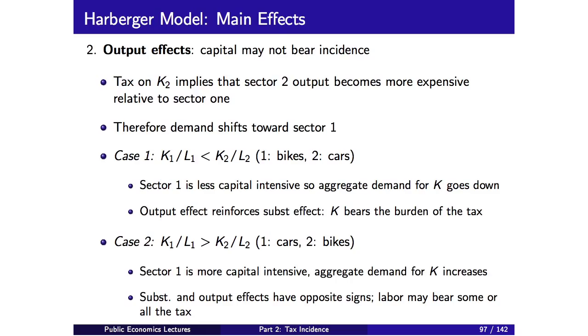Cars use more capital, so this is going to go the other way, where the substitution and output effects have opposite signs, and this is going to lead labor to bear some of the incidence and possibly benefit capital or reduce the incidence on capital. Okay, so these are the two major forces, all right, that are embodied if you look at these 10 equations in the Kodlikov-Chow. Okay, so those are the two basic effects.